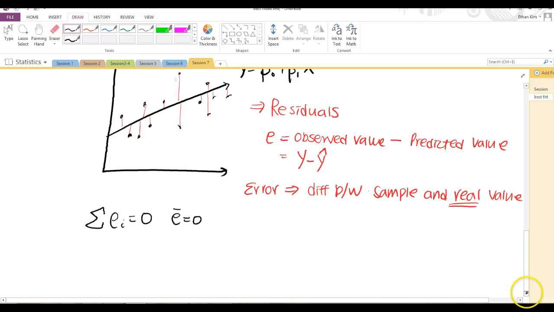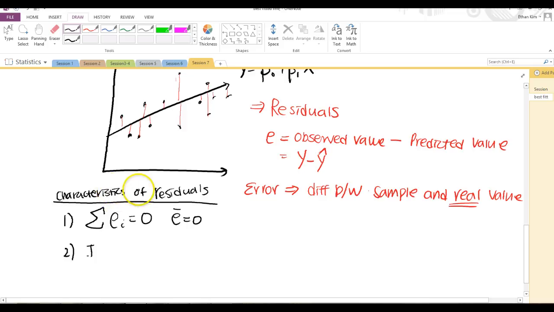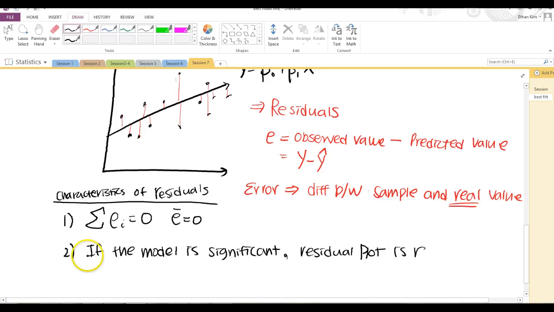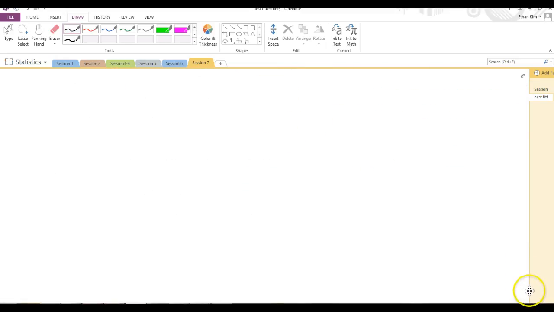Okay? And another thing, so these are the characteristics of residuals. Okay, so first, they sum to 0. And second, if the model is significant, meaning that it represents the values correctly, then the residual plot is random. Okay, it makes sense because residuals are supposed to be random. They have to be all over the place. If you draw the plot for residuals, and if you see a pattern there, then there is something that you're missing from your model. Okay, so residual plot.